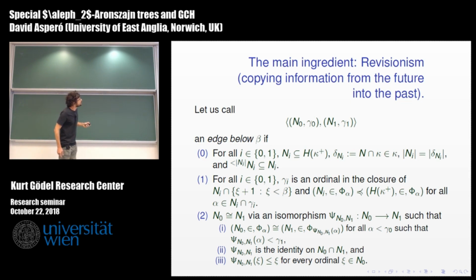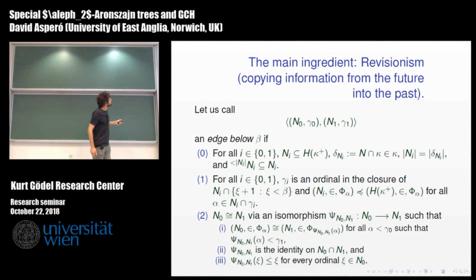Also, gamma i is an ordinal in the closure of N i intersected with kappa, in the order topology, and it goes up to beta at most. And N i is an elementary submodel of H kappa plus with phi alpha for every alpha below the marker. So this gamma i tells us up to which point N i is relevant as a model.